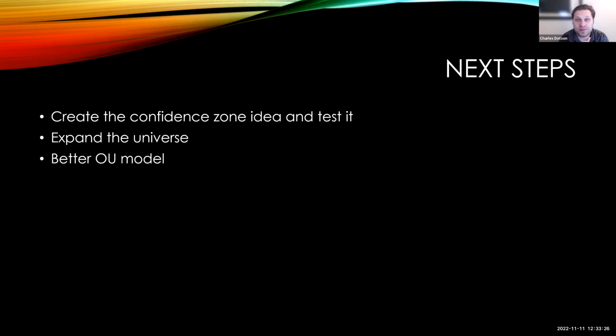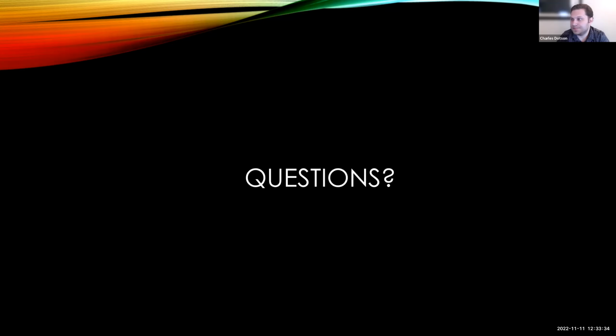So essentially we have the algorithm, we know how we're going to choose the pairs. Now we just need to make a better trading strategy. And questions?